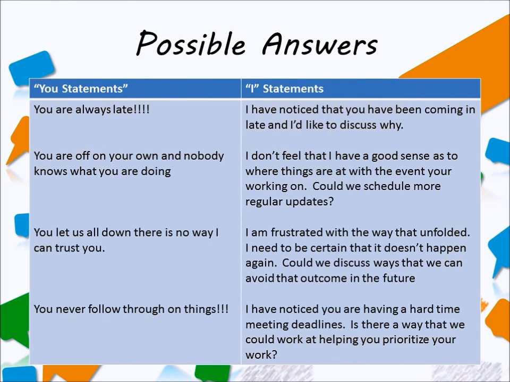You let this all down. There's no way that I can trust you. So an I statement: I'm frustrated with the way that all that unfolded back there. I need to be certain that it doesn't happen again. Could we discuss ways that we can avoid that outcome in the future? Right? And then the last one: you never follow through on things. Whereas an I version of that: I've noticed that you're having a hard time meeting deadlines. Is there a way that we could work at helping you prioritize the work that you need to do, right?